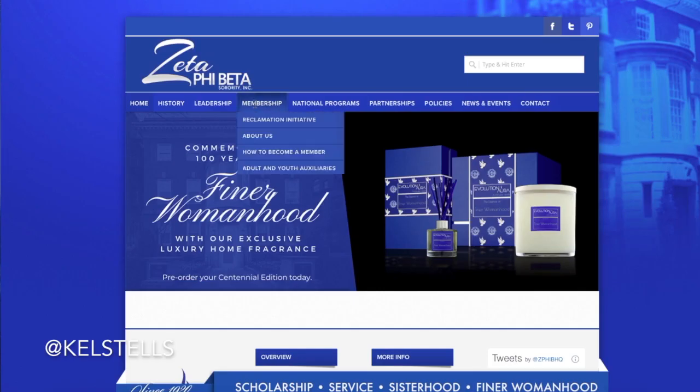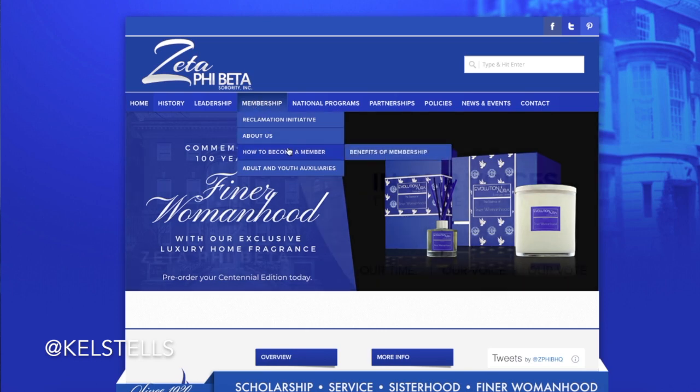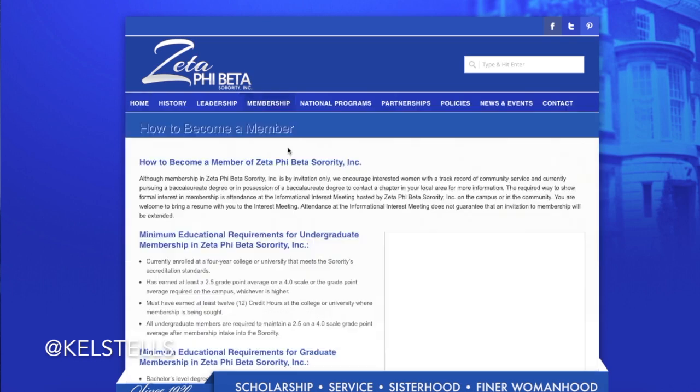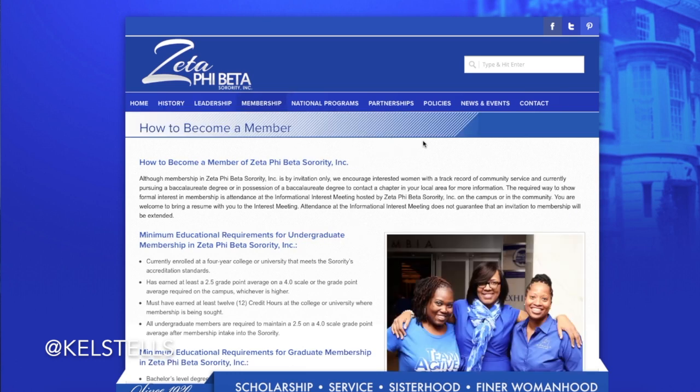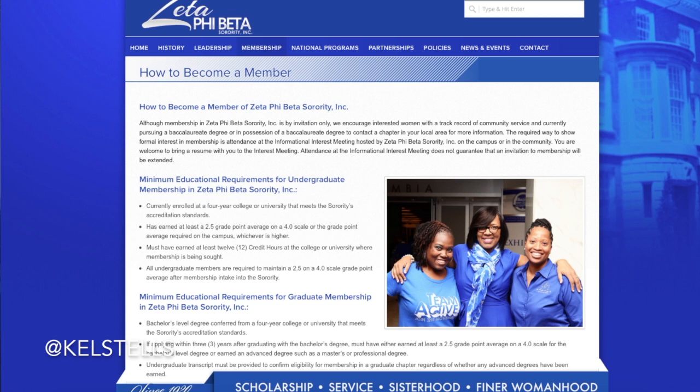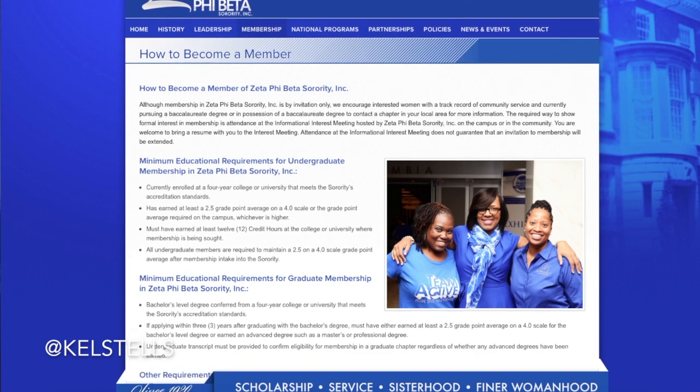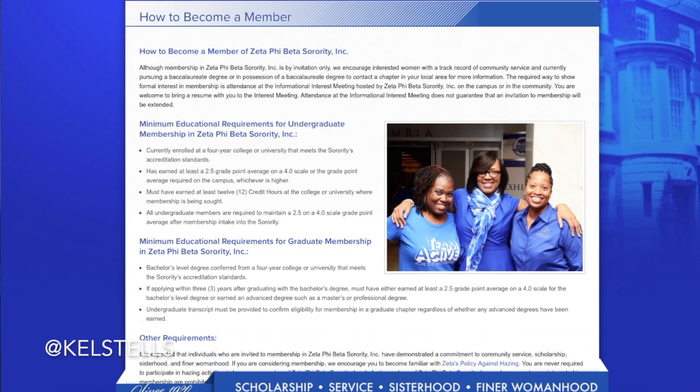Moving on to Zeta Phi Beta Sorority, we're going to go to their membership page and take a look at information on how to become a member. They also have a little link that talks about the benefits of membership that I'll click on later for you guys. But how to become a member, we see the minimum education requirements for undergrad as well as graduate chapter listed for you below. If you scroll a little more to the bottom, you'll see some information about their discipline policy, just like Kappa Alpha and just like Delta Sigma Theta.